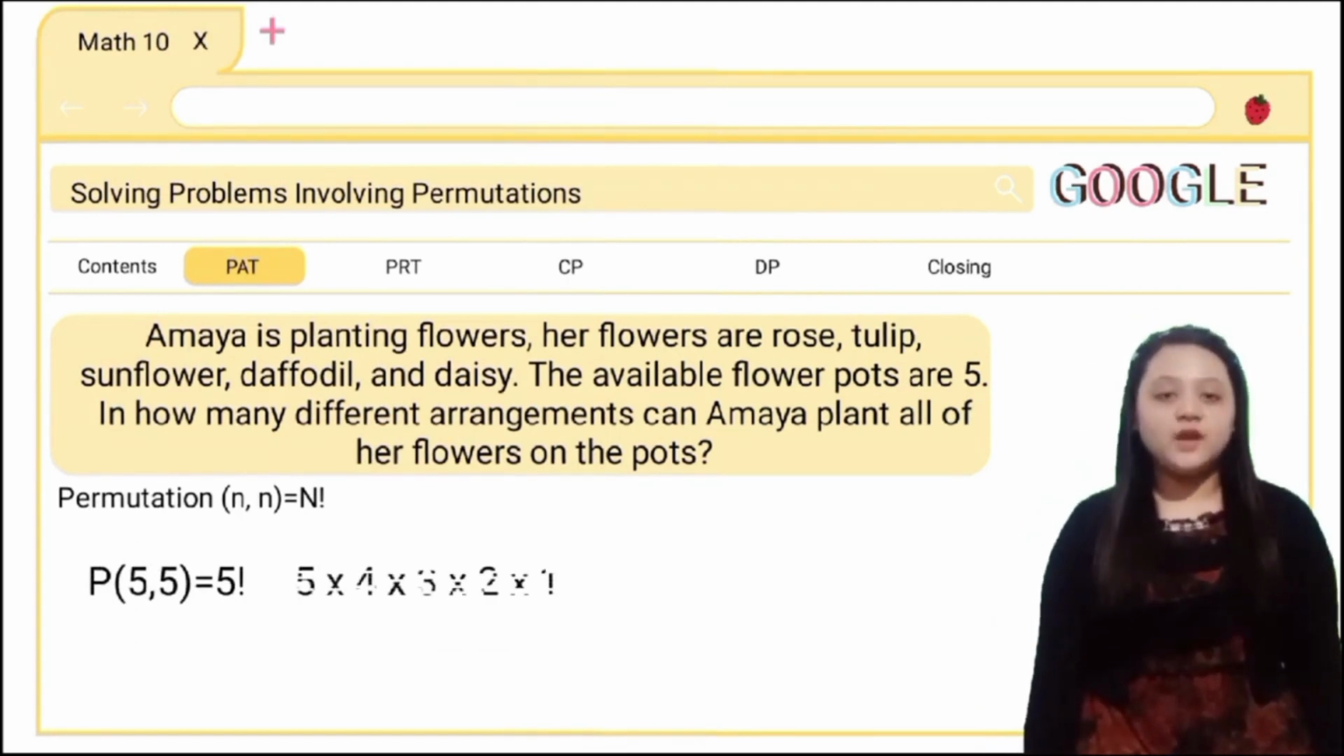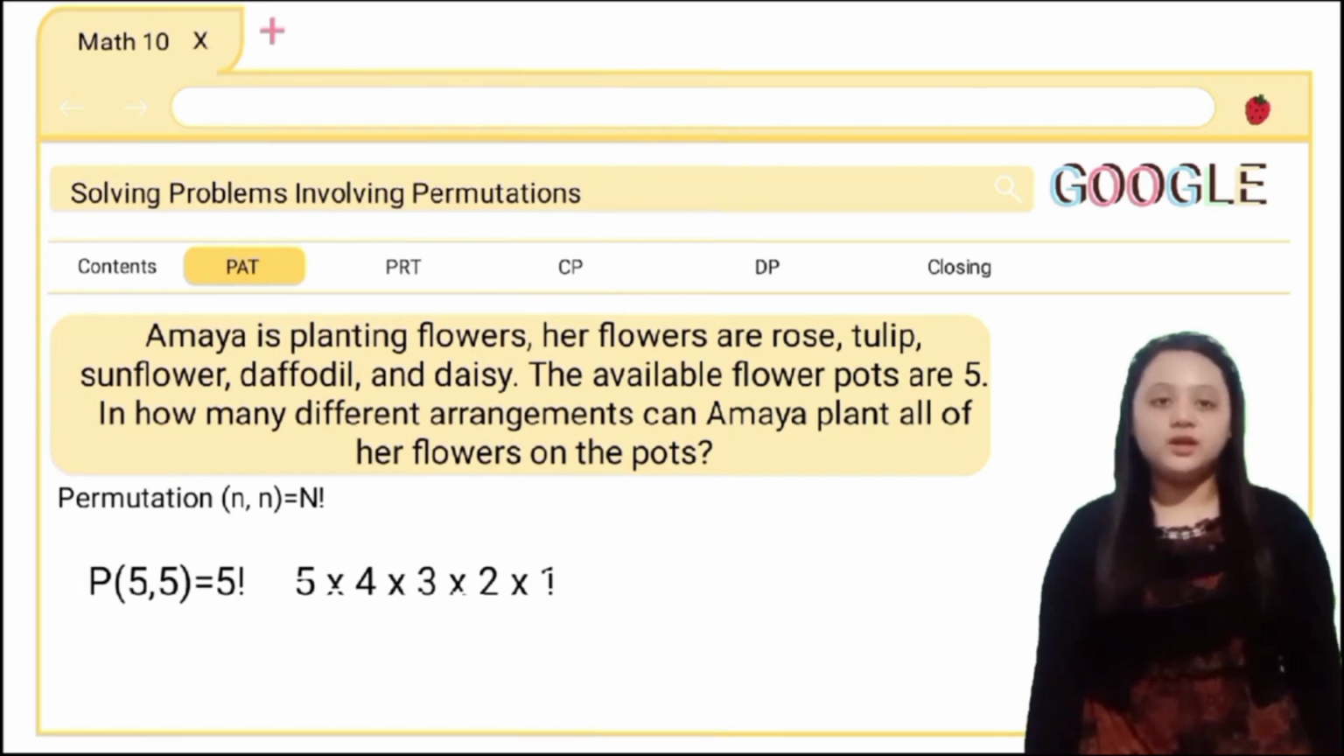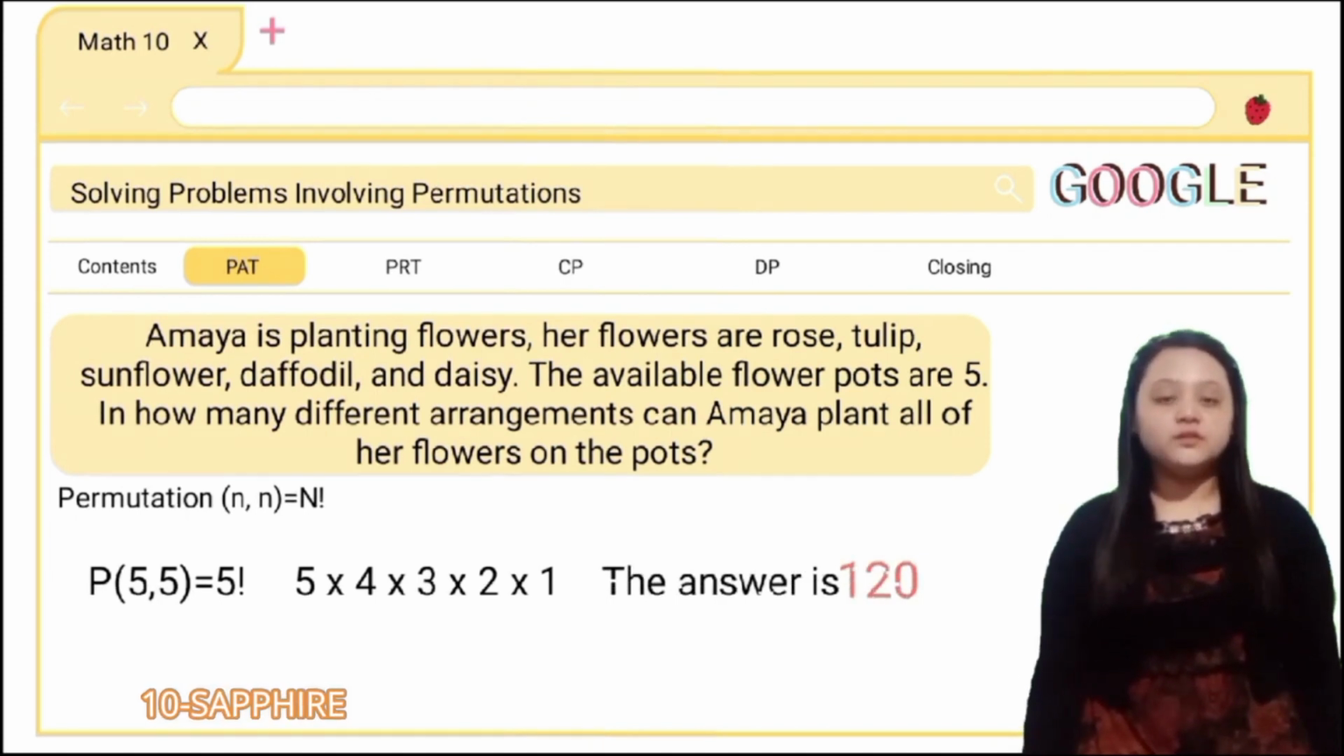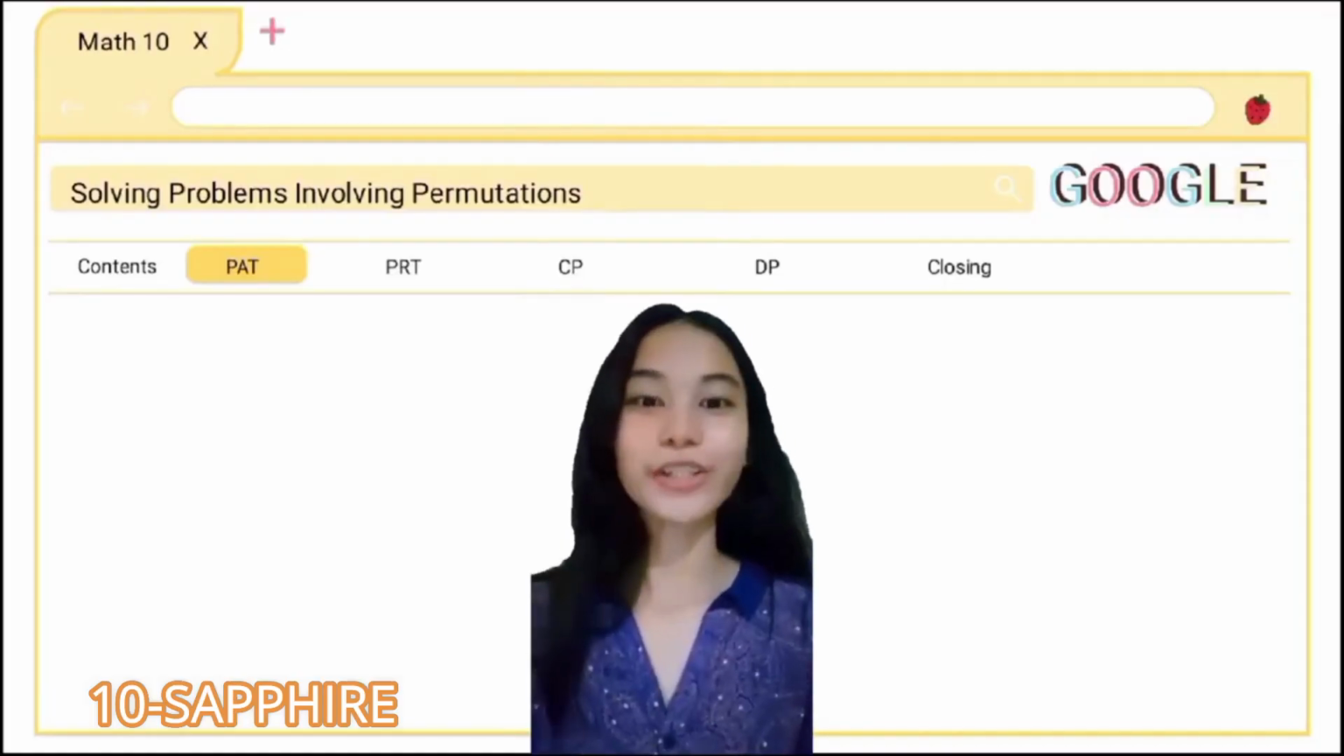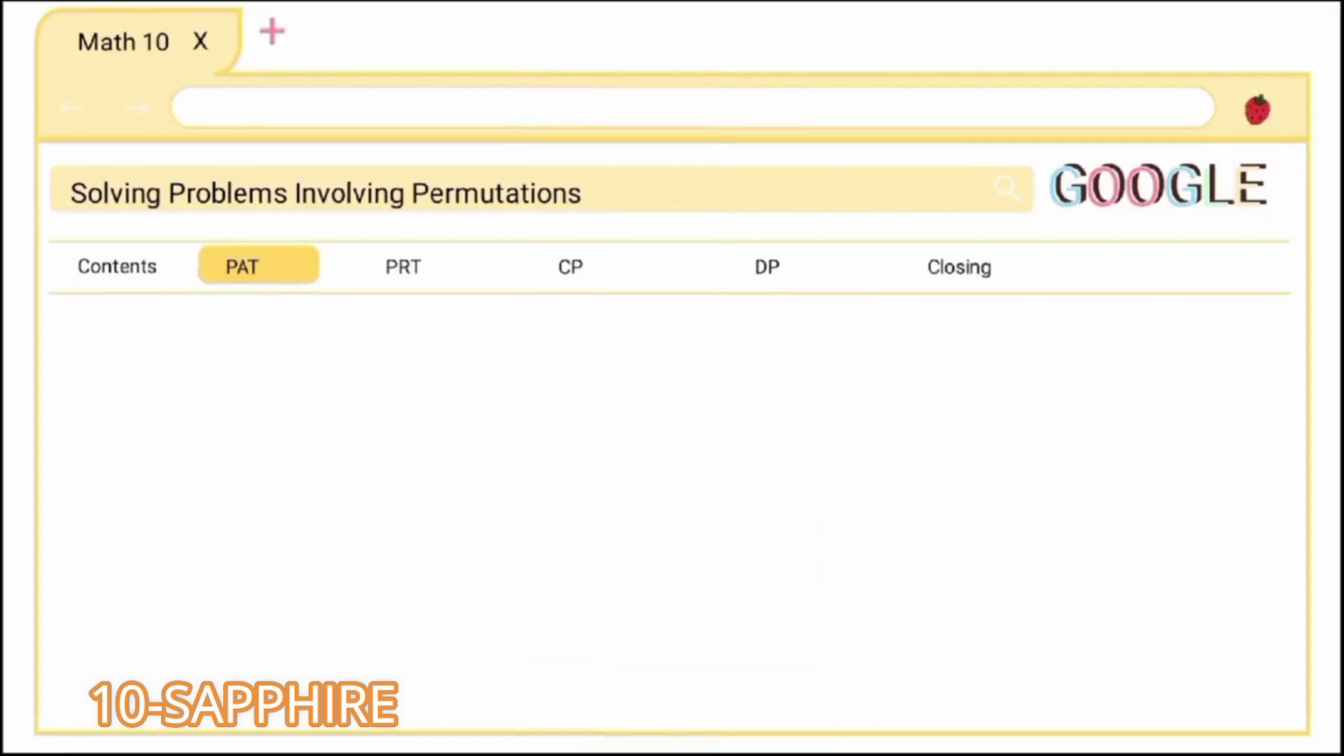Lastly, let's solve for the 5 factorial by multiplying 5 by each number below 5. 5 times 4 times 3 times 2 times 1 is equal to 120. There are 120 different arrangements of 5 flowers in 5 pots. Paano naman pag hindi lahat kasama sa arrangement? Paano natin isosolve? Well, don't you worry because Shane will explain it to you.